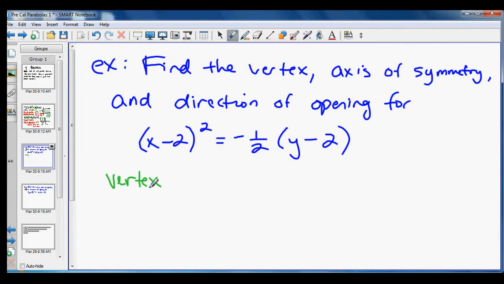And then for the axis of symmetry, we look at the part that is being squared, which in this case is the x term. So we just use x equals whatever its value is in the vertex. So we get x equals 2.